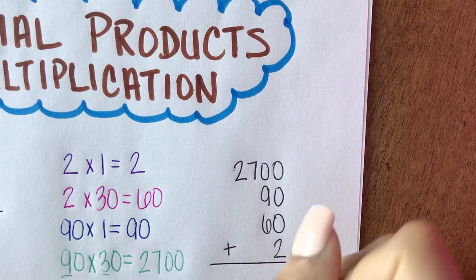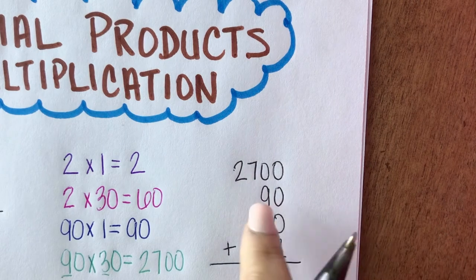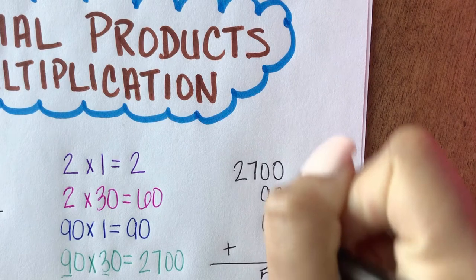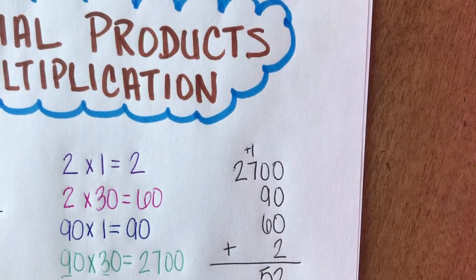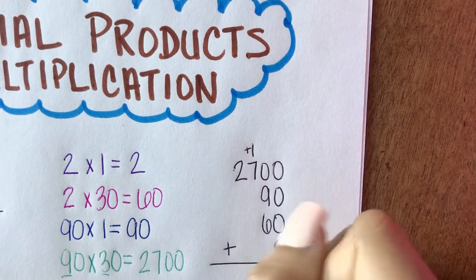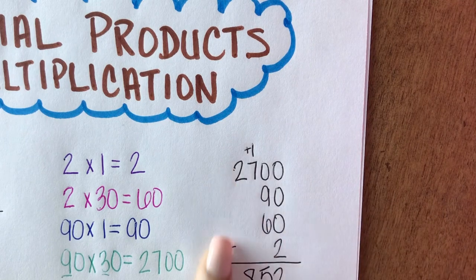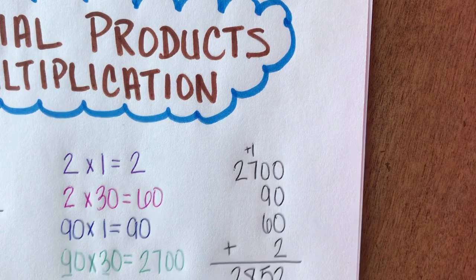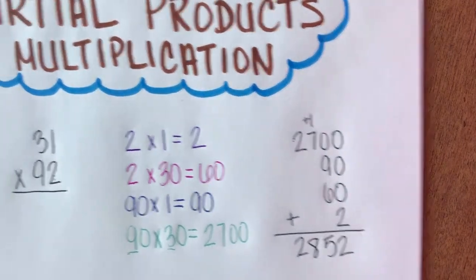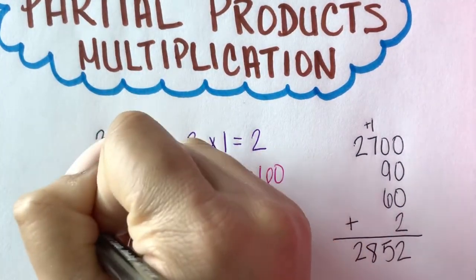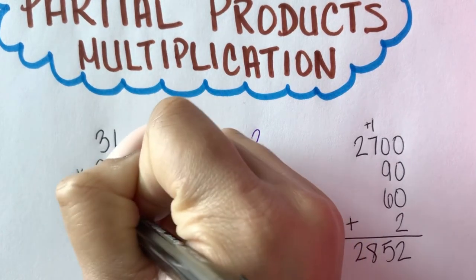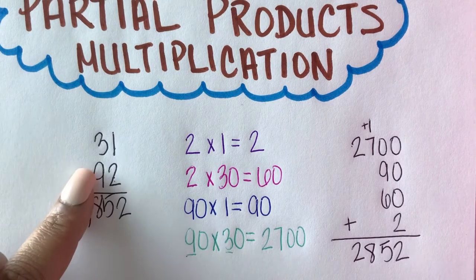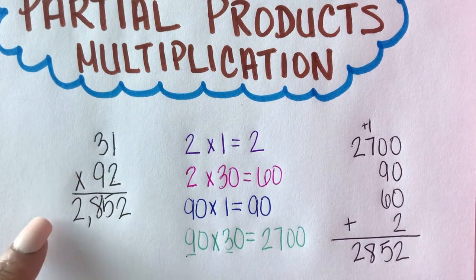0 plus 2 is 2. And then we have 9 plus 6. That's going to give us 15. Carry the 1. 1 plus 7 is 8. And then 2 plus nothing is just 2. So our final answer is 2,852. And if you were to solve this standard, you would get the same answer.